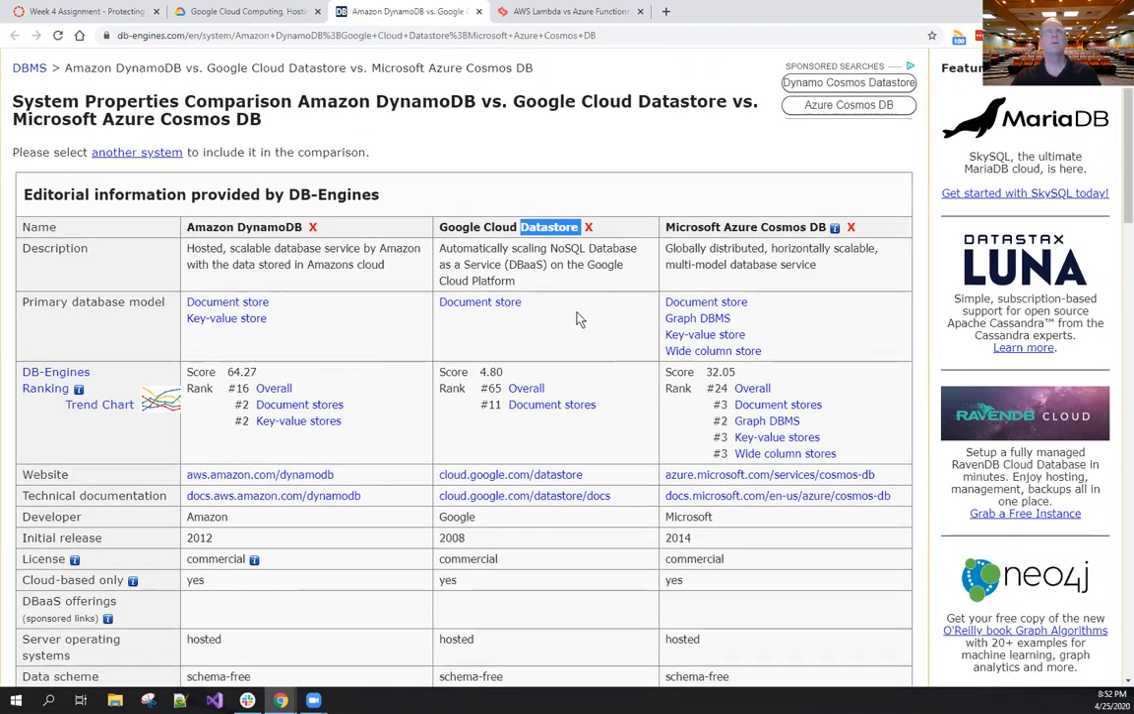Here's a key value store. They don't have key value. Wow. See, this is what I was noticing about the data store of this database. It not only had document and key value, but it also had this graph DBMS. I'm not sure what white column store is.